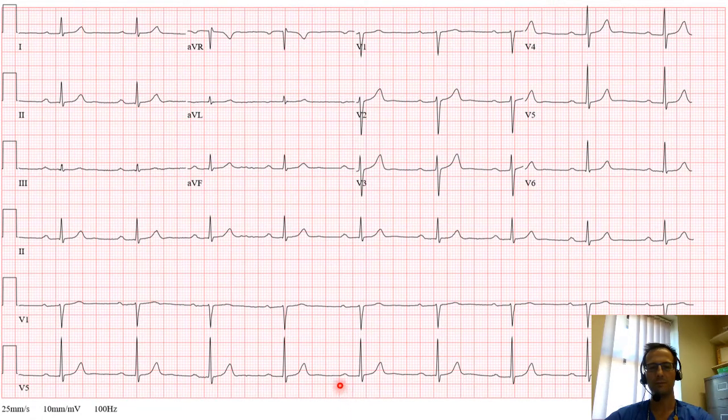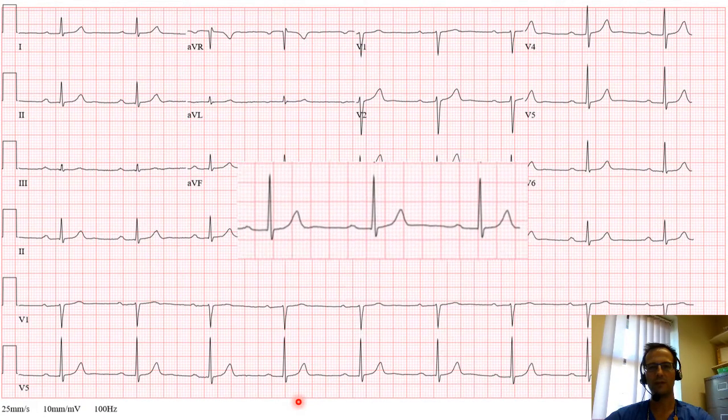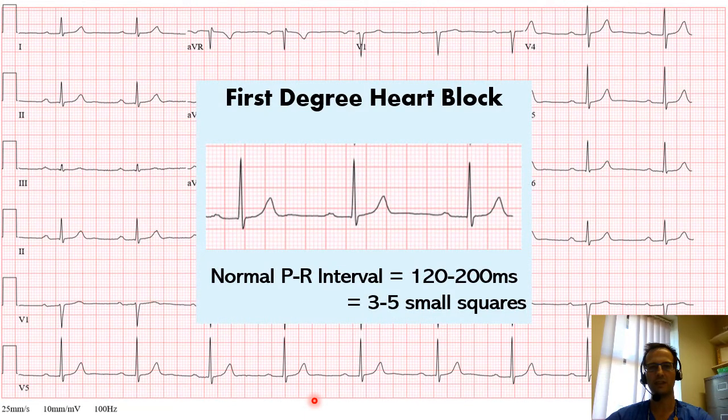And I hope that you're immediately drawn to the long PR interval here. What is a normal PR interval? Well, it does depend a little bit on the heart rate. This is a relatively bradycardic ECG, so you might allow for a longer PR interval of around 200 milliseconds. If this were a tachycardic ECG, 200 milliseconds would be on the long side. But broadly speaking, this is the range you're looking at, with each small square being 40 milliseconds, that's around 3 to 5 small squares. Here we're measuring around 7 small squares.